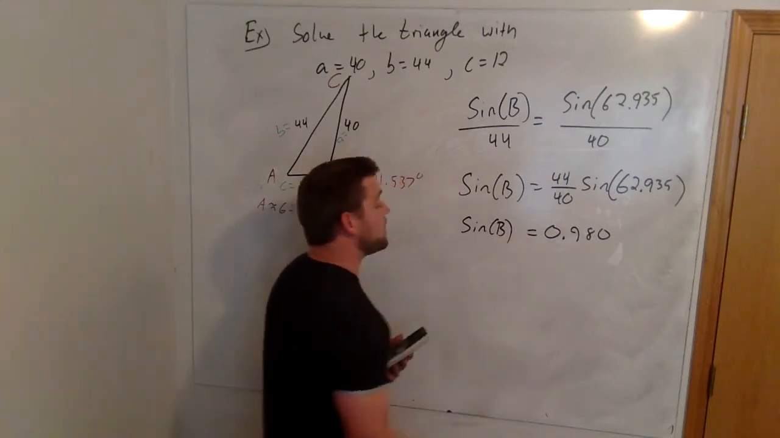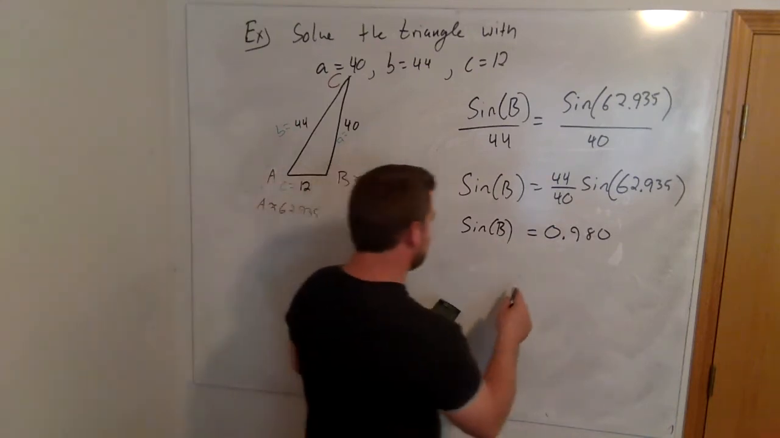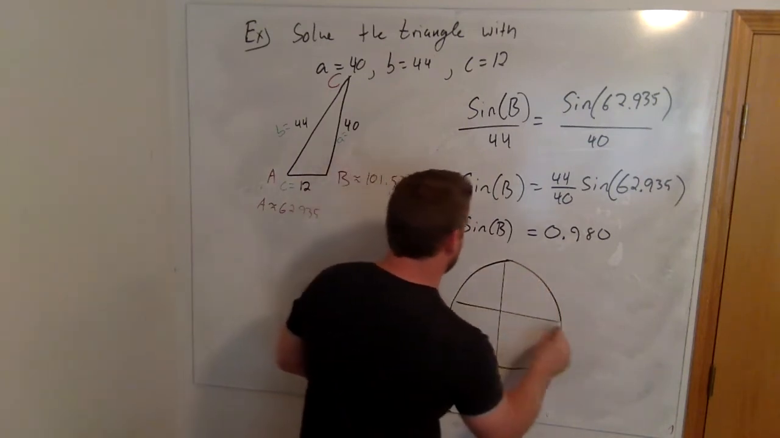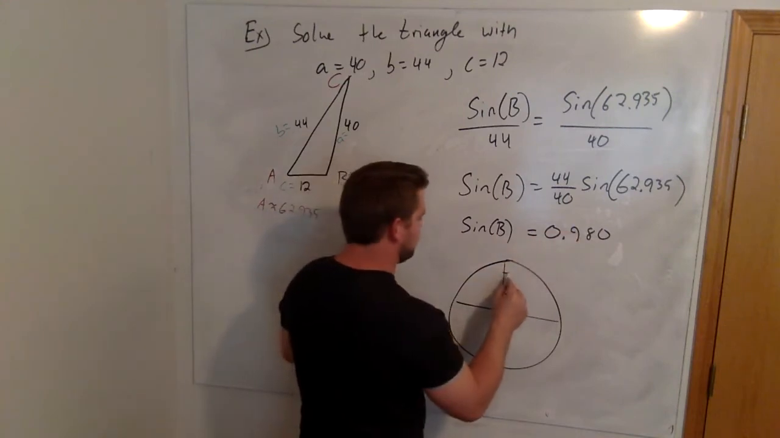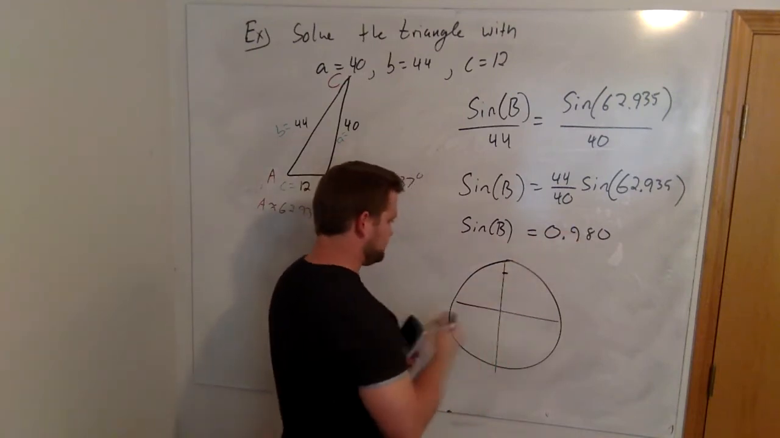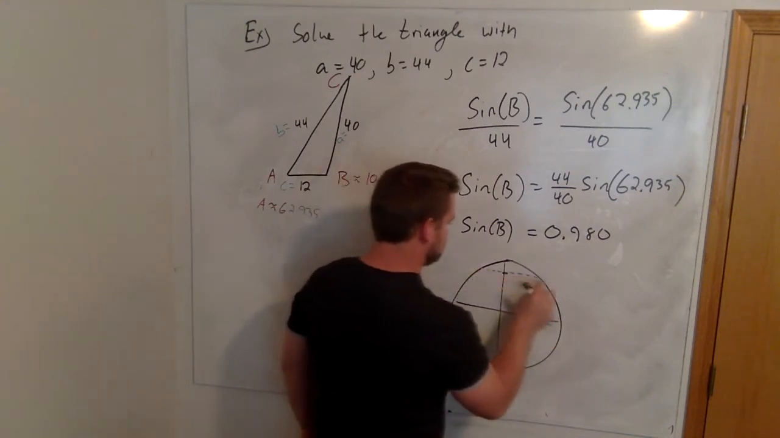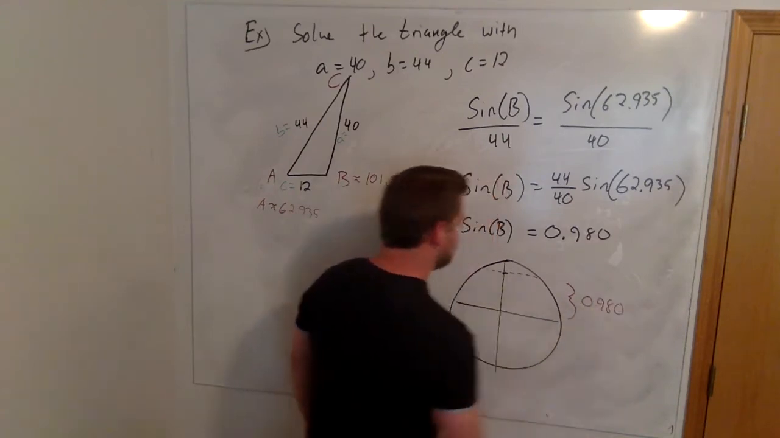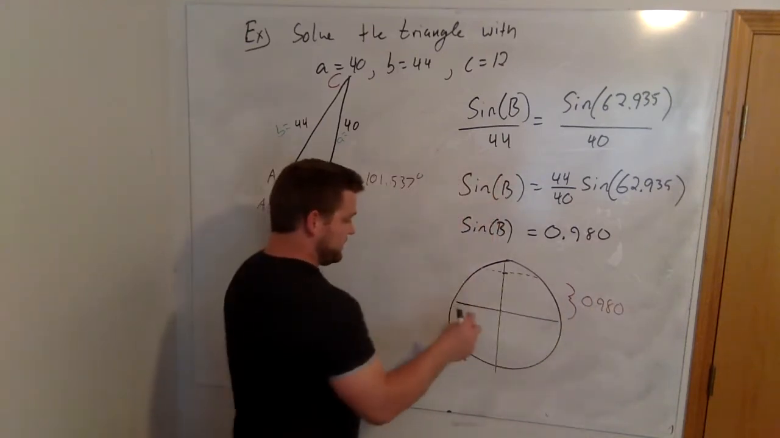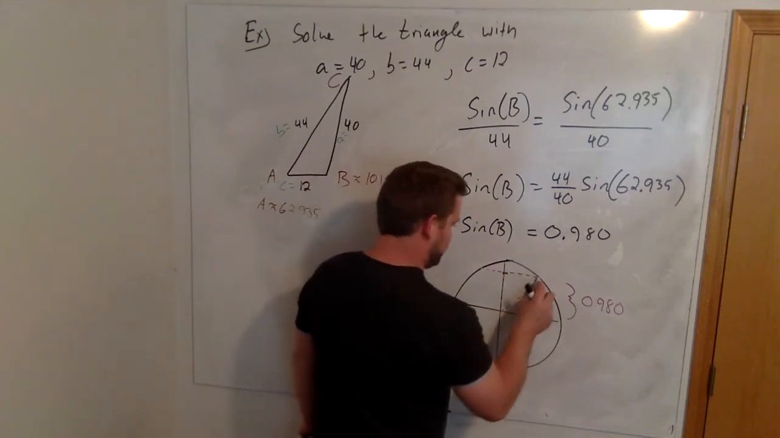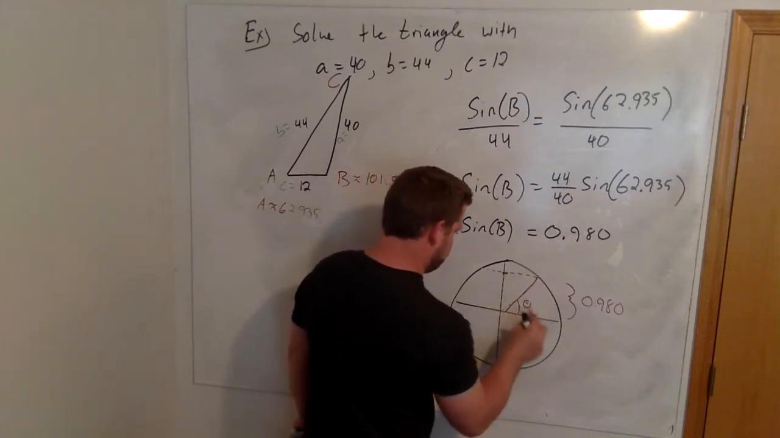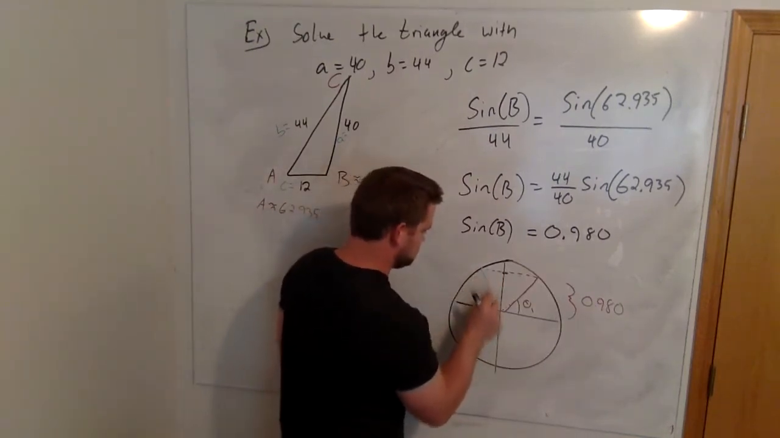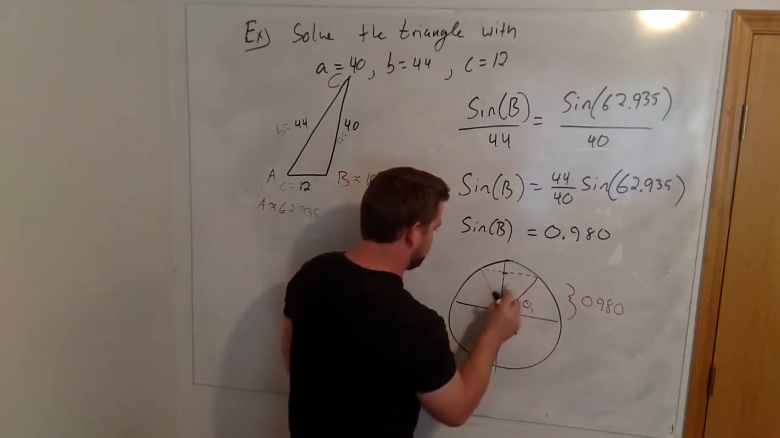Now it's good for us to think about what this is doing. It's asking us for a height on the unit circle, a height of 0.98. So right here, let's draw that. I'll say that the distance from here to here is 0.980. Well, there are two angles that give us this height. There's the acute angle that could do it, and there's also this obtuse angle, which I'll call theta 2.